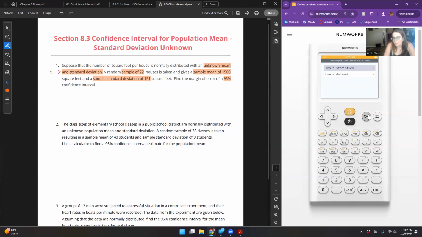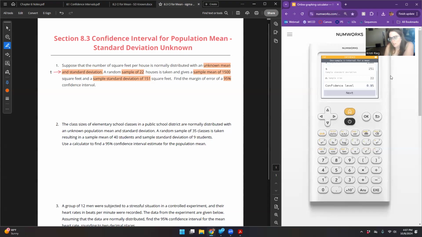We're going to do the t interval, input statistics, and you'll see it's asking for x bar, s, and n, which are the three things that we know. So in this example, x bar is 1,500. And then s is 151. That is the sample standard deviation, and if you forget, as always, it's written out right there for you. And then n is the sample size, which is 22. And we have our confidence level of 95.